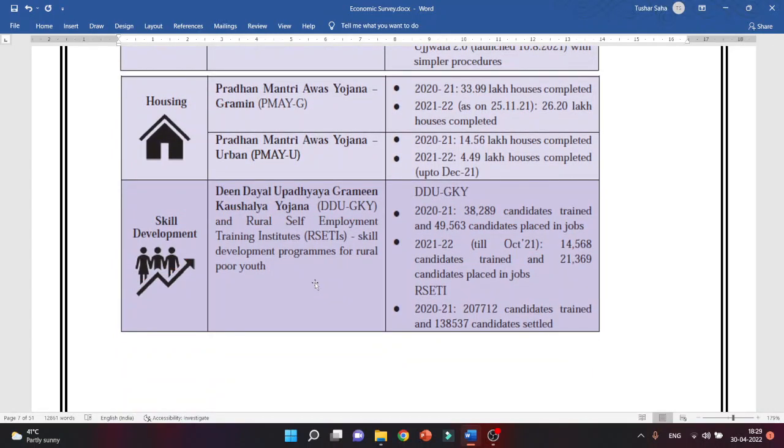Then let's see the next one, that is skill development. Deen Dayal Upadhyaya Gramin Kaushal Yojana.